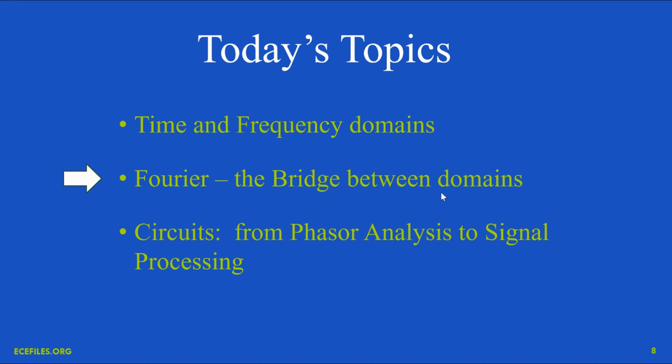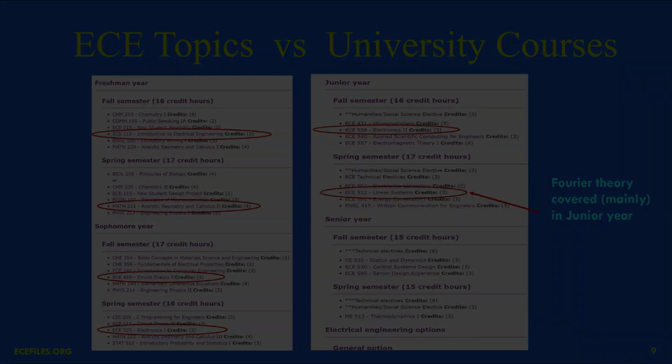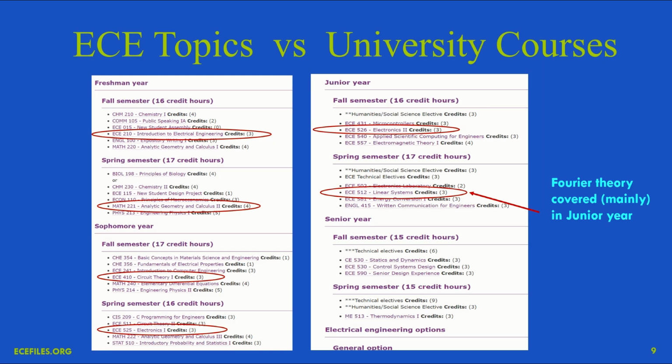Fourier is the bridge between those two domains. How do you go from a time domain waveform to a frequency domain spectrum, or the opposite direction? Well, the answer to that is covered in university courses. At the school I was teaching at, Fourier theory was covered mainly in the junior year. But it is actually possible, if we had the time, to insert it into something like this Introduction to Electrical Engineering course. We're going to talk through how all this stuff works without relying on calculus, for example.